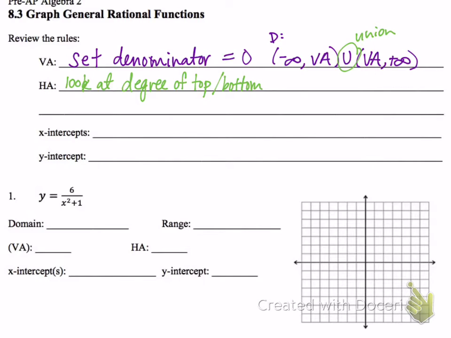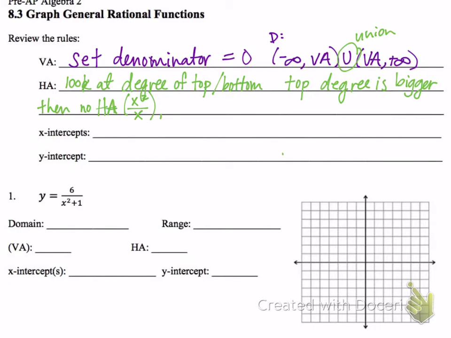Yes. So if you look at the degree of the top and the bottom, if your top degree is bigger, then what? Then you have no horizontal asymptote, right? You have no horizontal asymptote if your top is bigger. So like if you had x squared over x. So if your top degree is bigger than your bottom degree, then you would have no horizontal asymptote.